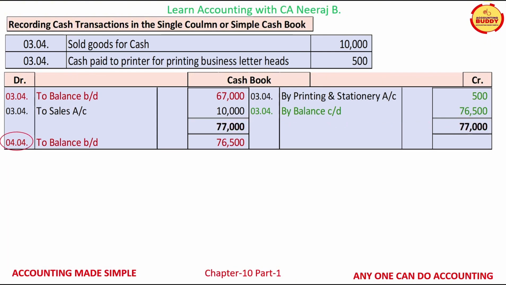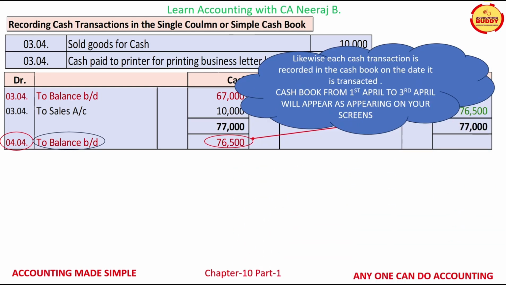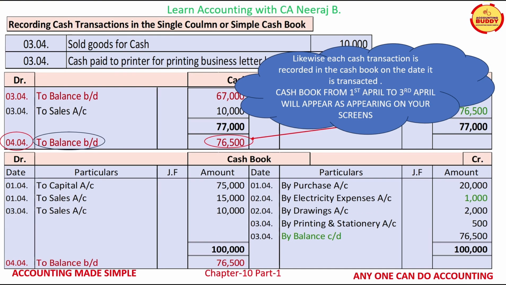Now on 4th of April, the closing balance of $76,500 of the previous day, that is 3rd of April, will be written on the left hand debit side of the cash account by writing the words "to balance brought down." Likewise, each cash transaction is recorded in the cash book on the date on which it is transacted. Cash book from 1st April to 3rd of April will look like as appearing on your screen.